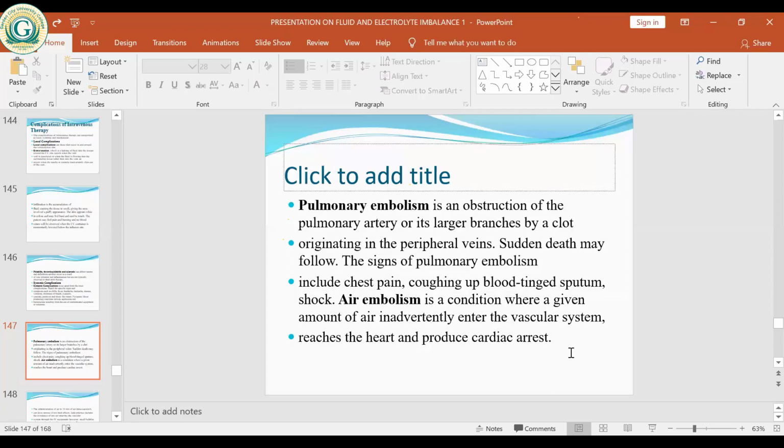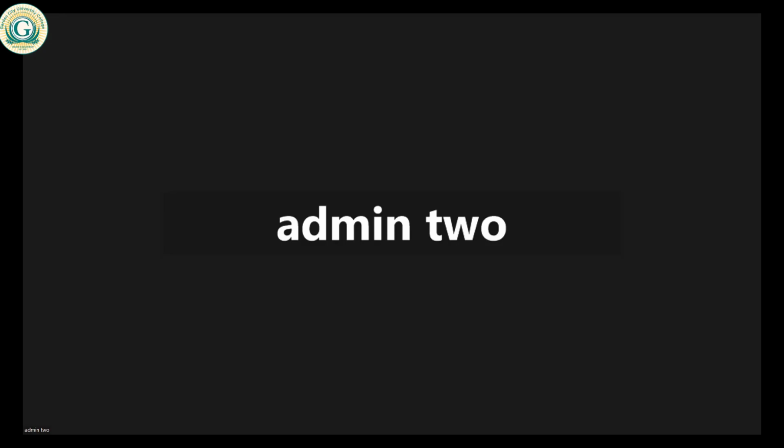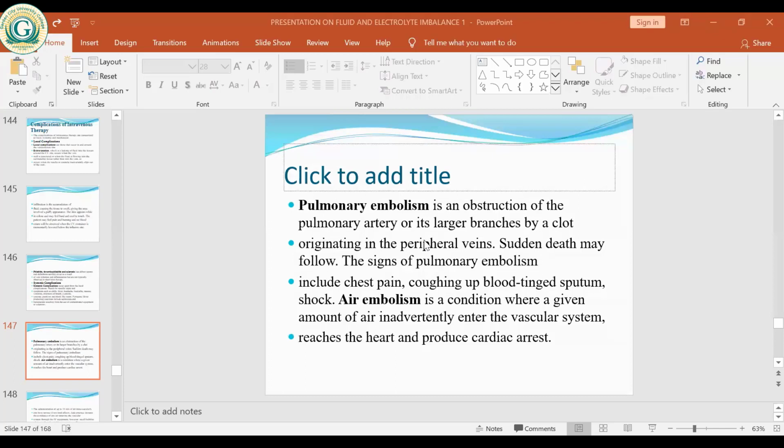So you don't have blood going to the lungs for exchange of gases. So if you see signs like chest pain, coughing up blood, thin sputum, shock, these are signs of pulmonary embolism.